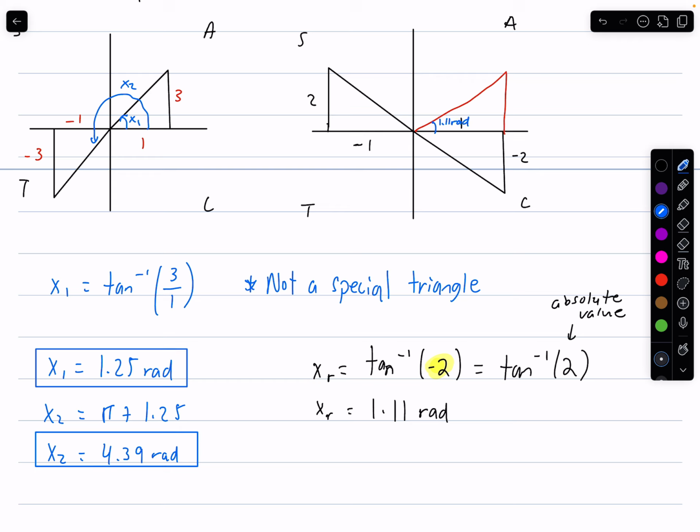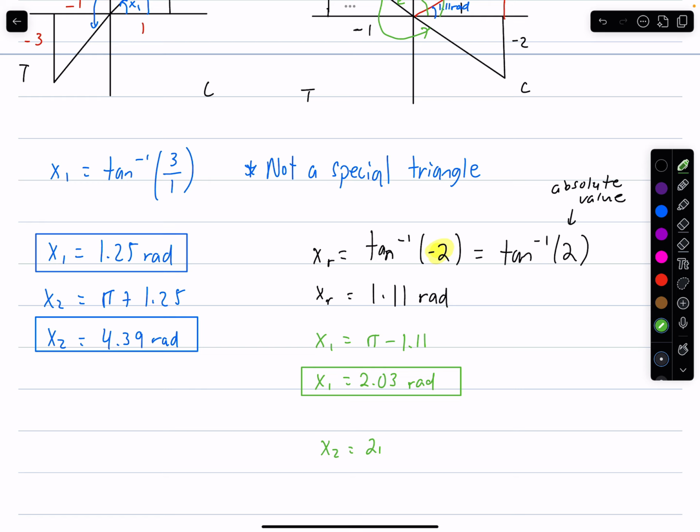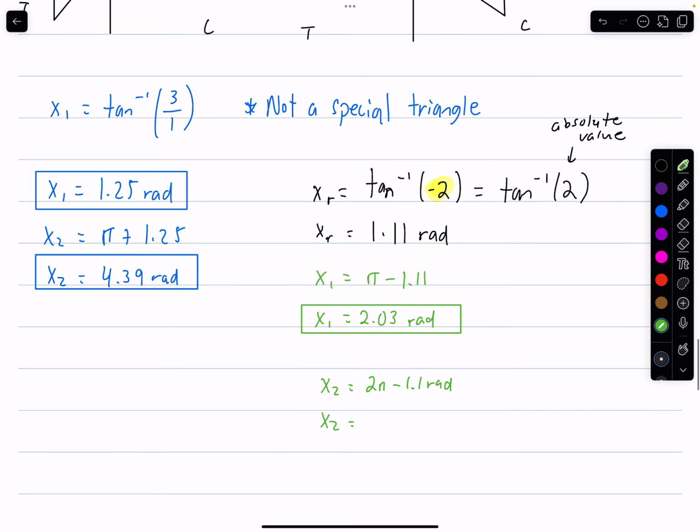So now obviously we don't want the red triangle. We want the other two triangles. So I actually want this to be my x1 and this to be my x2. So from this 1.1 rad, I can find x1 because I know it's going to be pi minus 1.1 rad, 1.11 rad. So x1 is actually going to be 2.03 rad. That's going to be my first guy. And then the second guy is going to be 2 pi minus 1.1 rad. So x2 is going to be 5.18 rad.